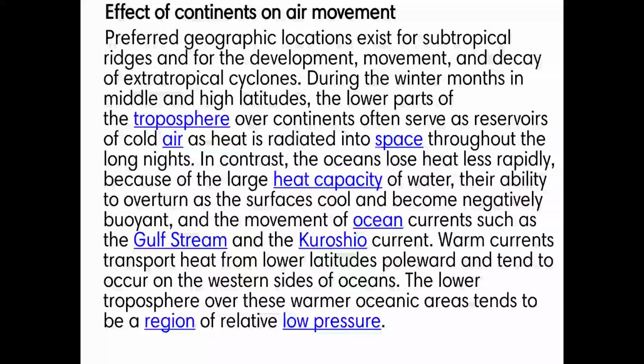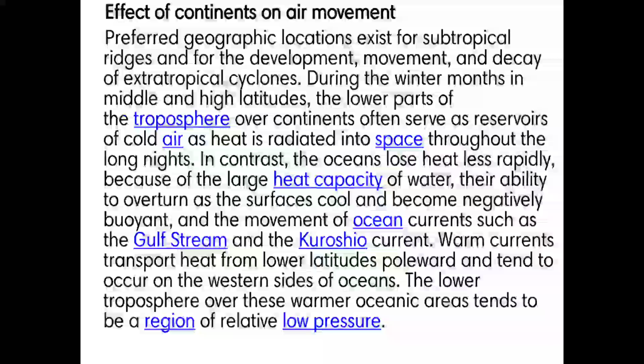Effect of continents on air movement. Preferred geographic locations exist for subtropical ridges and for the development, movement, and decay of extratropical cyclones. During the winter months in middle and high latitudes, the lower parts of the troposphere over continents often serve as reservoirs of cold air as heat is radiated into space throughout the long, high-latitude nights.